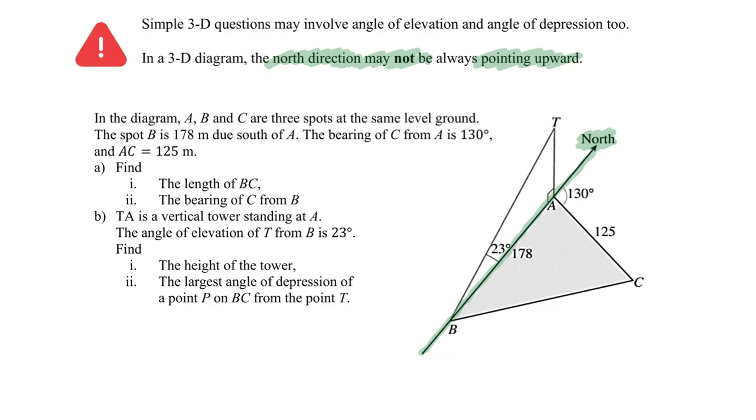Okay, in this diagram we have A, B, C, three spots that are on the same level ground. We are also given some information like B is south of A. We are also given the bearing of C from A is 130 degrees and the length AC. So find the length of BC.